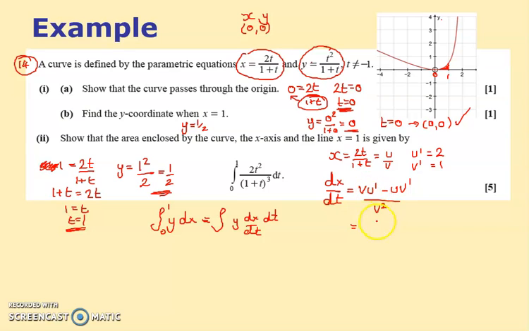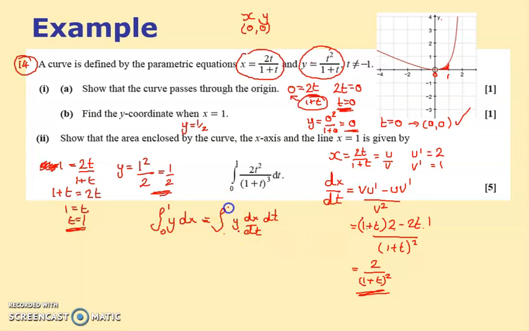So what does that give me? It gives me v, which is 1 plus t, times u dash, which is 2, minus u, which is 2t, times v dash, which is 1, all over v squared, which is 1 plus t squared. What's that give me? That gives me 2 plus 2t minus 2t, so it's 2 over 1 plus t squared. Check the top if you don't believe me. So that's that.